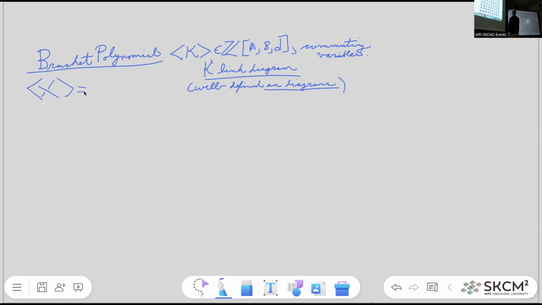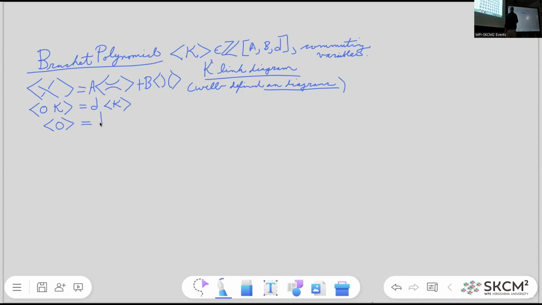So on diagrams, it's defined as A times the result that you would get by smoothing the crossing this way, plus B times the result that you would get by smoothing the crossing the other way. And if there is an extra loop in the diagram disjoint from the rest of the diagram, then it will multiply by D. And we'll take at the outset the value of it on a loop to be equal to D. Sometimes we normalize that away, make it 1. But that's very simple.